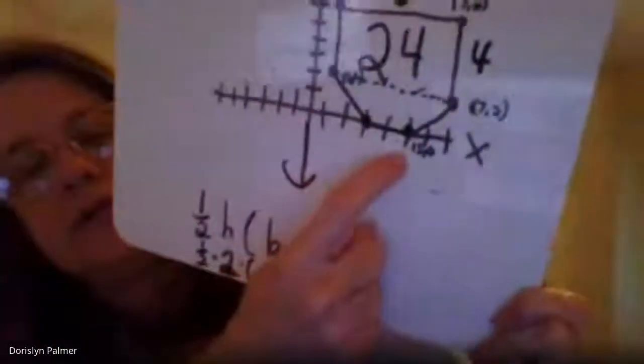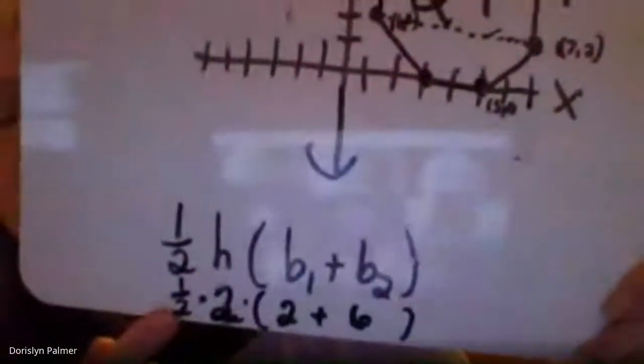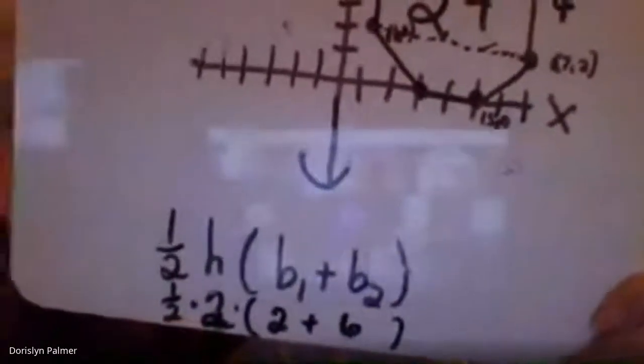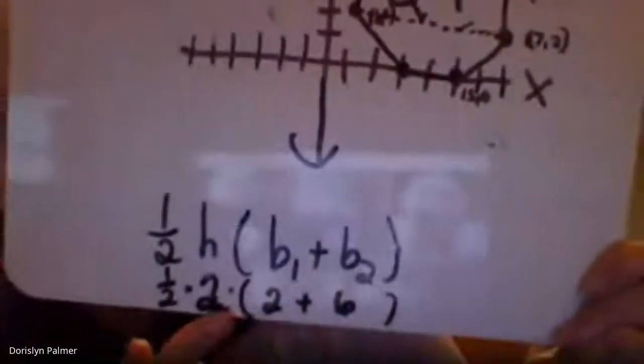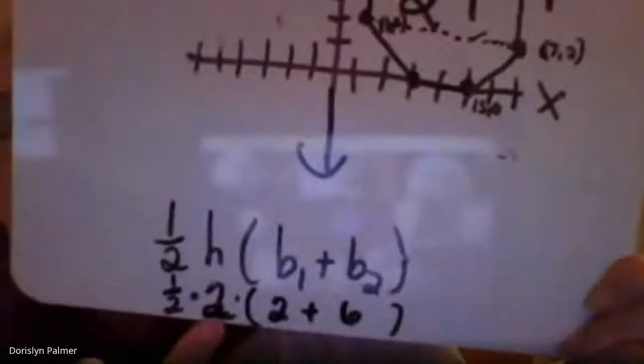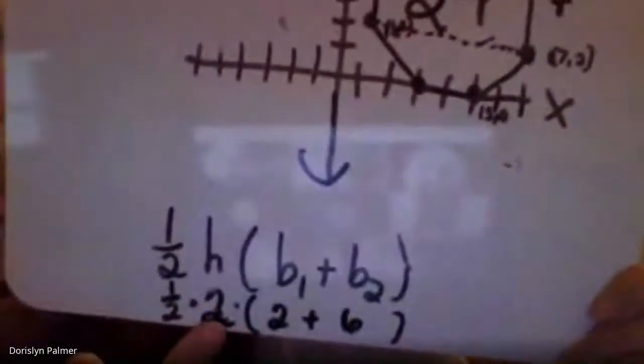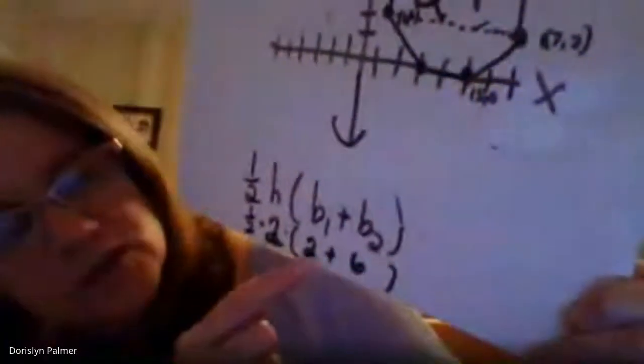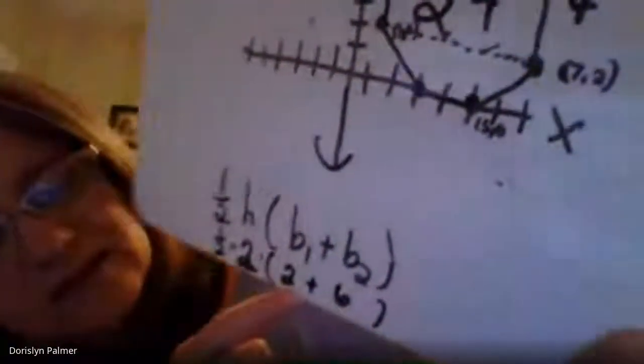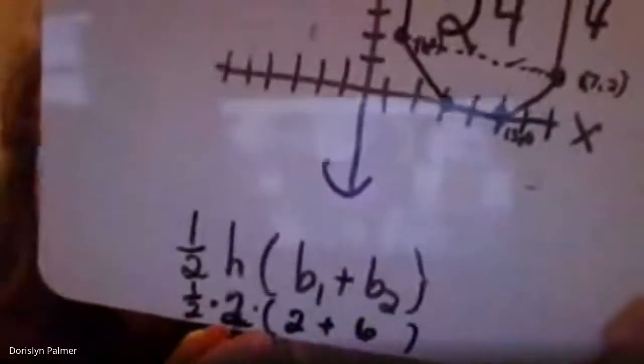Okay, Nathan is right. And then we have to find the bases. The bottom base is 2 units long, and the top base is 6 units long. So we just fill those into our formula: 1/2 times the height, which is 2, times the quantity, meaning we have to add it together, base 1 plus base 2, 2 plus 6. So 2 plus 6 is 8. 8 times 2 is 16, and half of that is 8. So our trapezoid is 8 units.